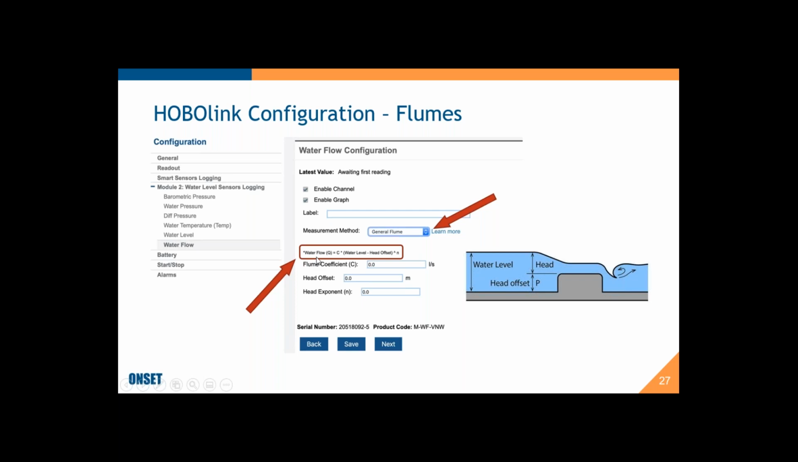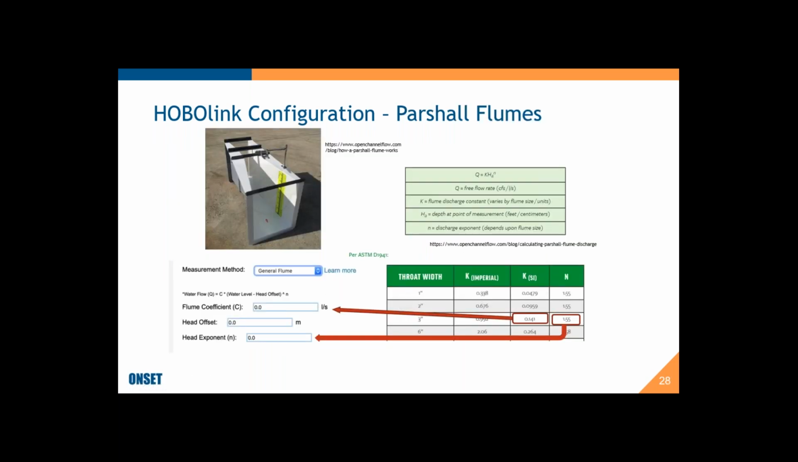But most flumes will have an equation in this form, which is the water flow is equal to a constant times the water level minus a head offset if necessary, raised to a head exponent. We call that N. And so those would be entered in here for the particular flume that you have. So let's go to the next slide and just look at a particular flume.